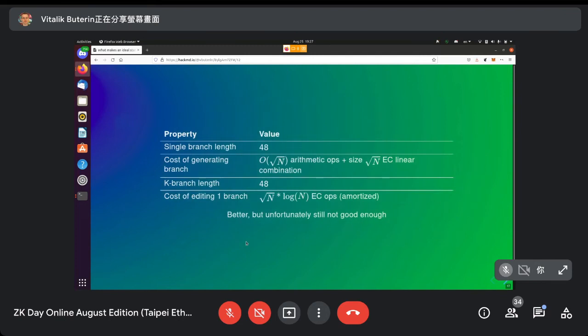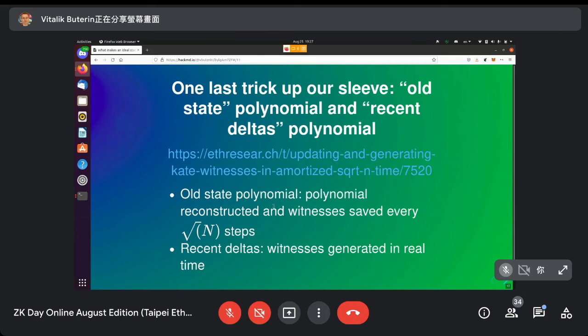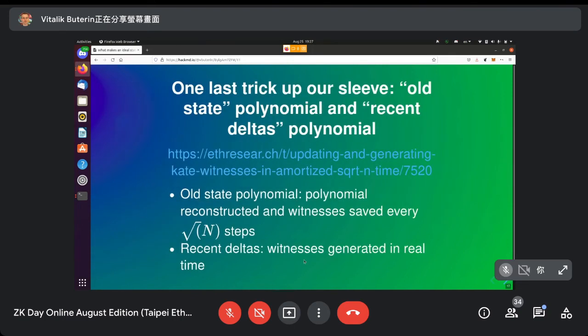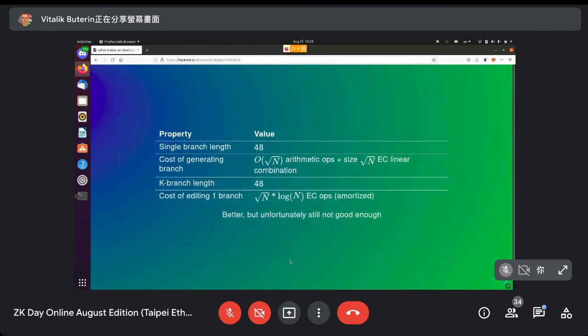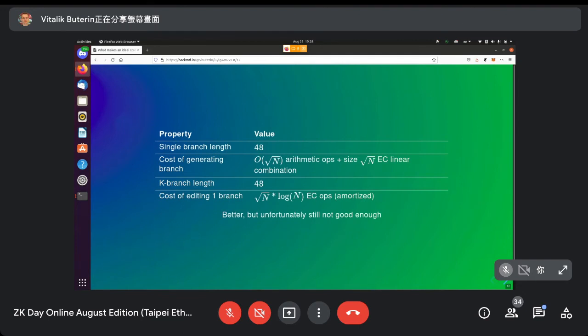So what are the properties here, right? The cost of generating a branch. Generating the old state branch is trivial, but generating the new state branch requires size square root of n arithmetic and elliptic curve work, basically because from the recent deltas polynomial, you have to regenerate the witnesses every time. And then the cost of editing one branch, amortized, is going to be square root of n log n, because you have to keep running this background process that regenerates the entire O of n witness set every square root of n steps, right? So we have square root of n over here, square root of n over here.